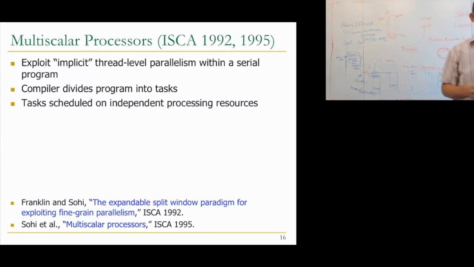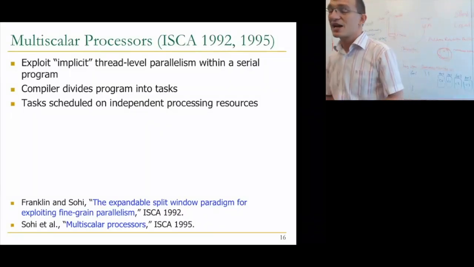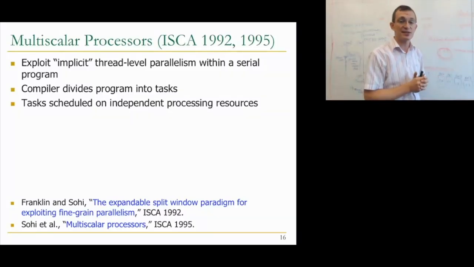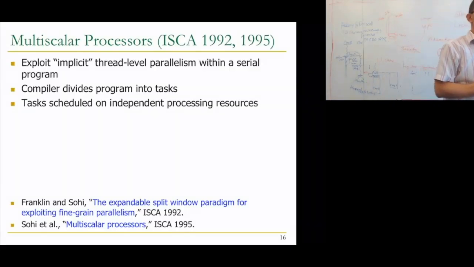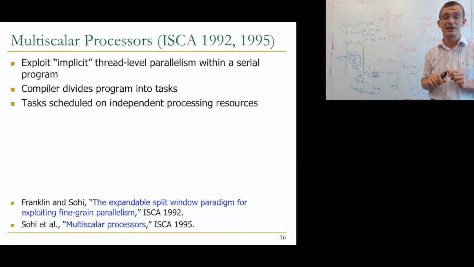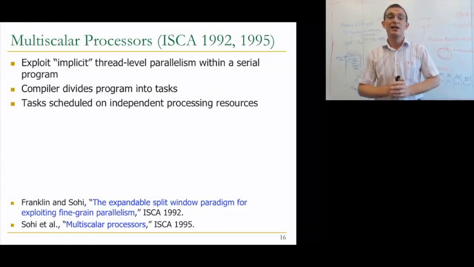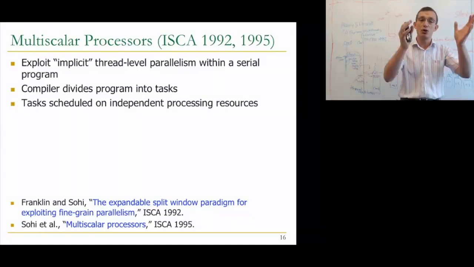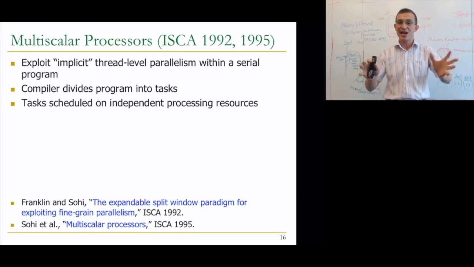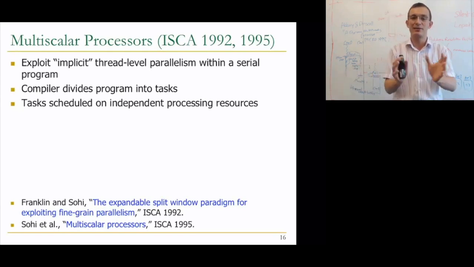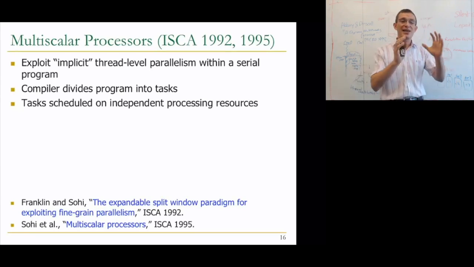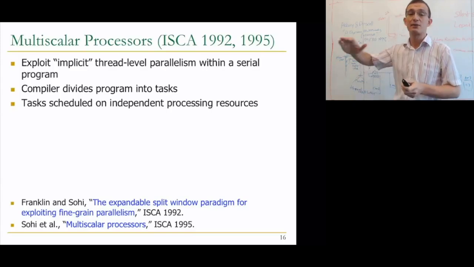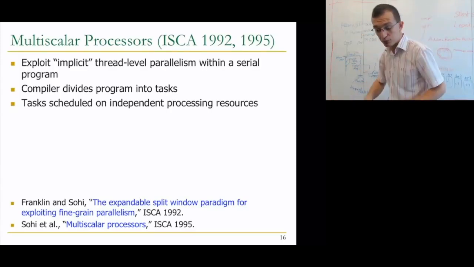Okay, let's move to another seminal paper. This is actually an even earlier paper that discussed thread-level speculation. This is called Multiscalar processors. And the key idea is to exploit implicit thread-level parallelism within a serial program, just like what we've discussed earlier. But the approach is different here. In this case, the compiler divides programs into tasks, and the tasks can be defined flexibly, but we will discuss this. And these tasks are basically the portions of a single-threaded program.